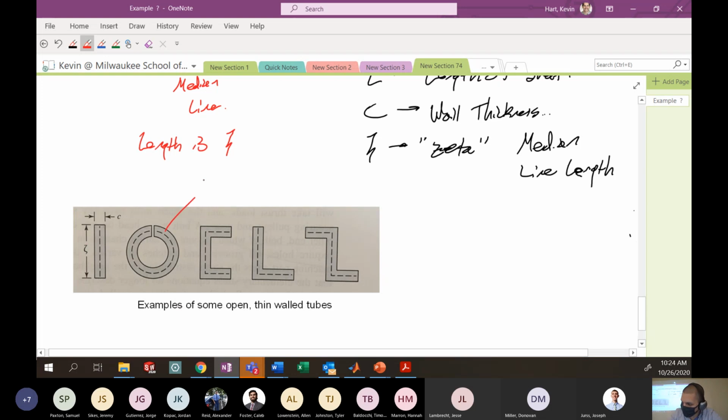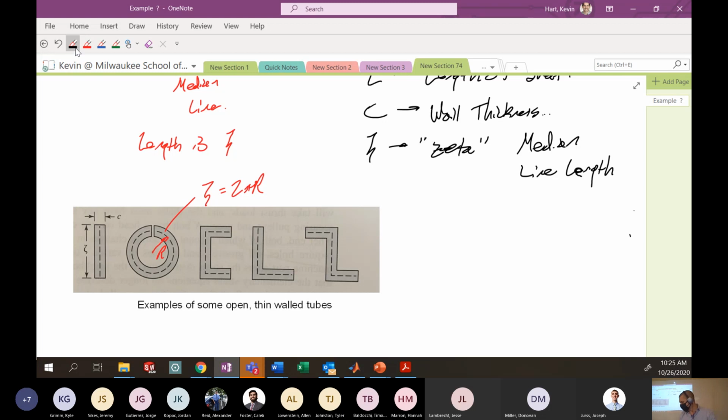But in the circular cross section, zeta here is going to be something like 2 pi r. It's the whole length around the circumference of the piece, where r would be the distance to the center of the thickness of the wall. Obviously, this would be your zeta here. For an L bracket, it's this length here. For a Z bracket, something like that. So you get the idea. Each one of these has its own definition of zeta.